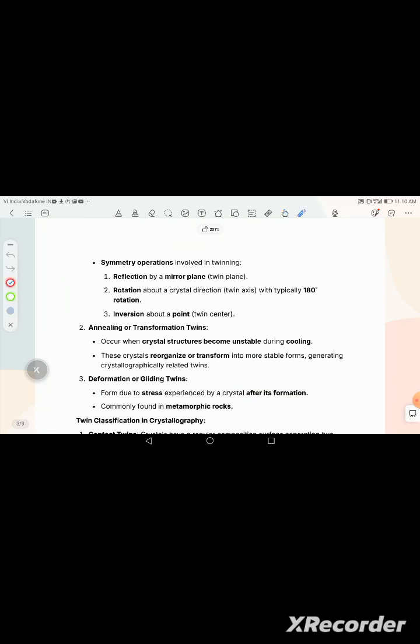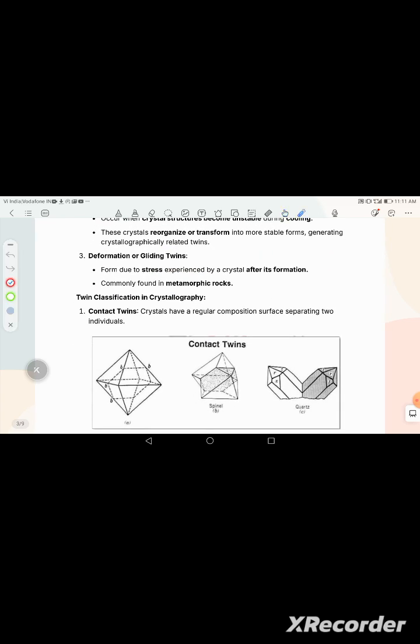What processes occur for the growth? Reflection, rotation and inversion, the same elements of symmetry that we have seen in the symmetries. Then comes the annealing or transformation twin. When the crystal is cooling down, the crystals become unstable during the cooling, and these crystals reorganize on the transformation into a more stable form, generating the crystallographically related twins. Then comes the deformation or the gliding twins.